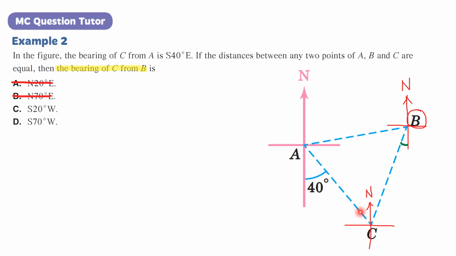By the property of alternate angles, this angle is 40 degrees. Then, consider the angle next to it. It's given that the distance between any 2 points of A, B, and C are equal. That means triangle ABC is an equilateral triangle. And the size of each angle of an equilateral triangle is 60 degrees. Therefore, this angle is equal to 60 degrees minus 40 degrees, that is 20 degrees.